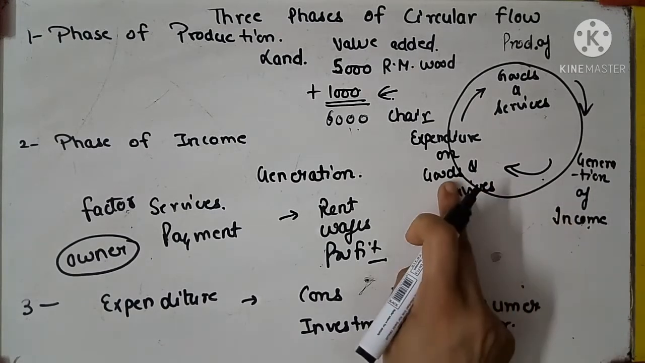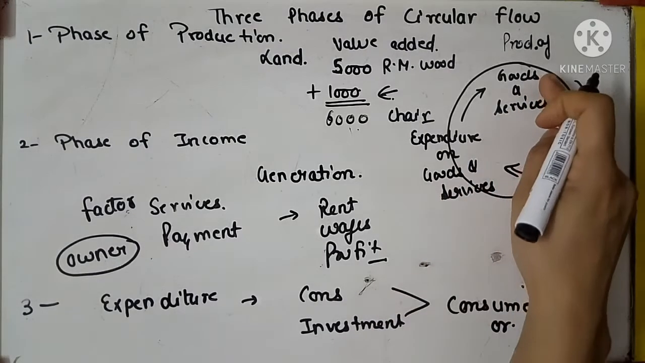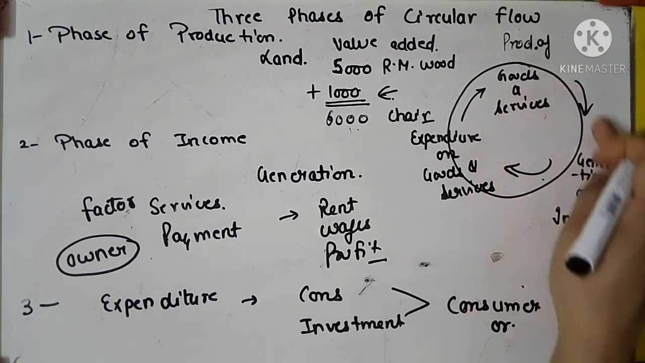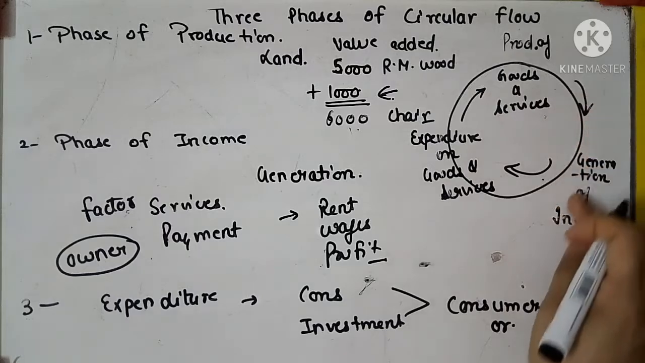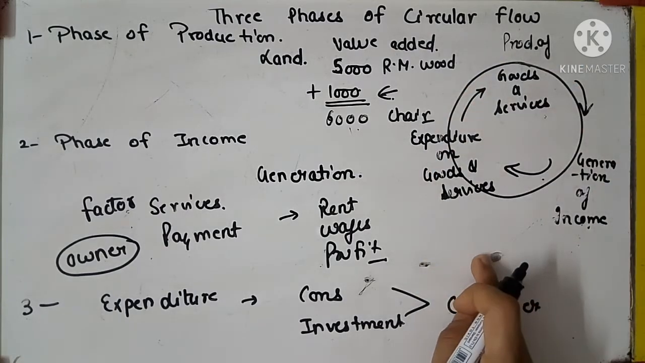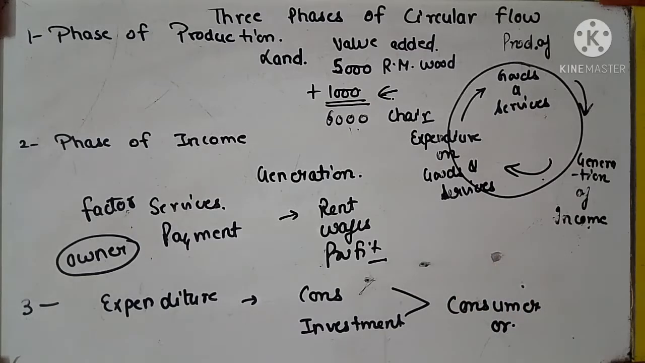While they are spending the money, who receives that money? That money is received by the producer, and the circle is never going to end. This circle is in rotation. Let's take one example.